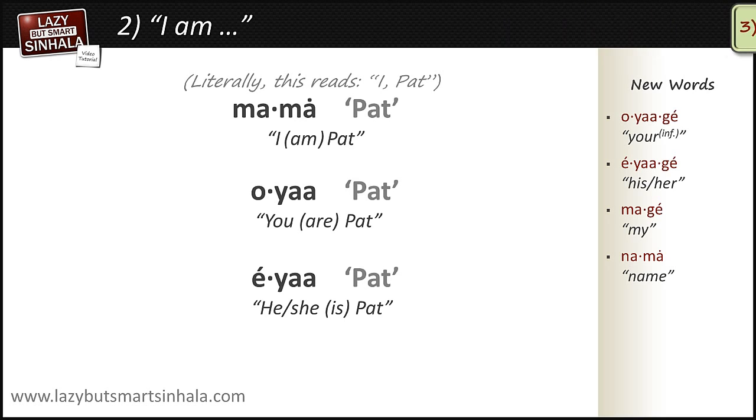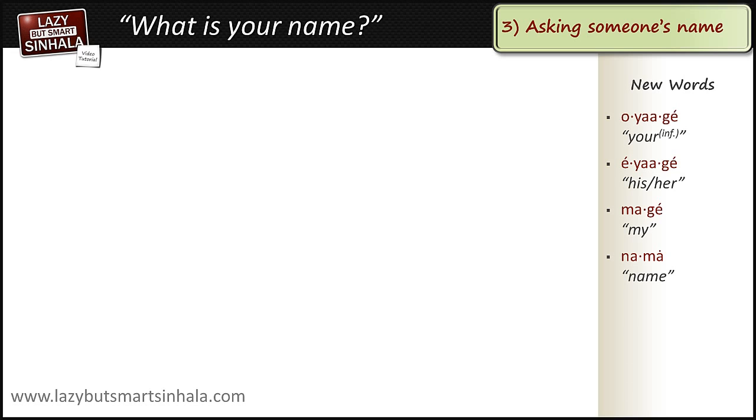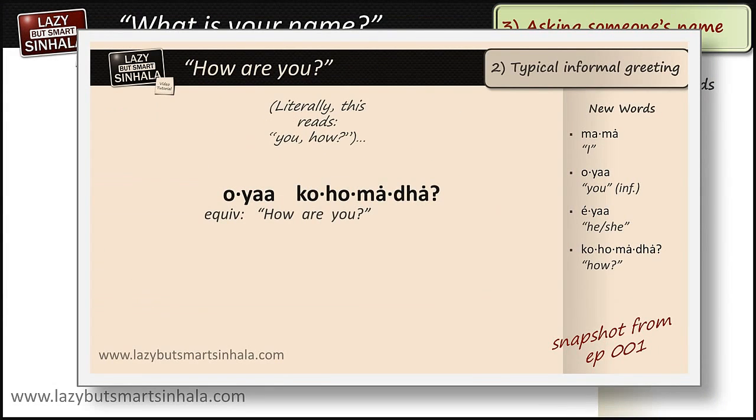Section 3. Asking someone's name. Learning to ask what is your name. In the previous section, when we wanted to say how are you, we said Oya kohomada. Notice that this literally reads you how.